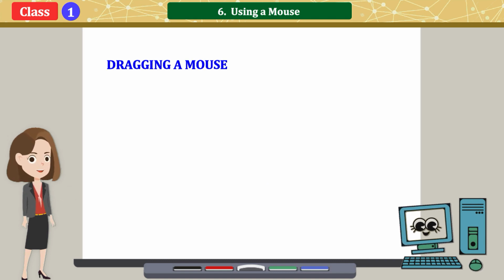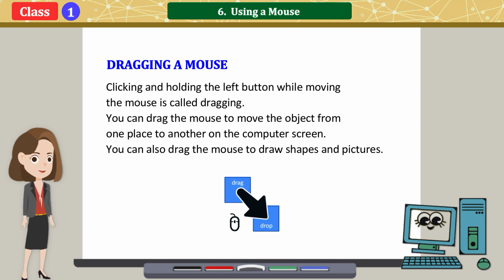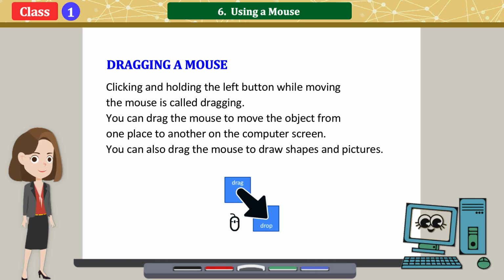Dragging a mouse. Clicking and holding the left button while moving the mouse is called dragging. You can drag the mouse to move the object from one place to another on the computer screen. You can also drag the mouse to draw shapes and pictures.